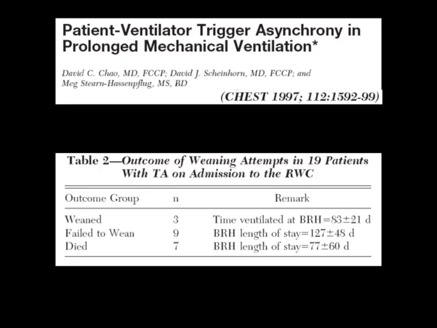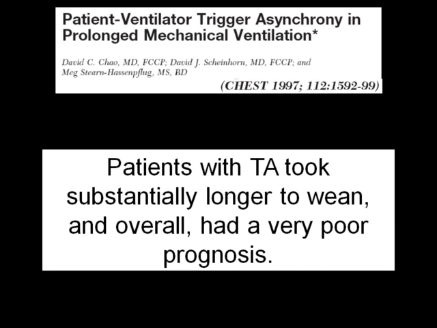The first paper, which is never cited but is the first paper on this topic, was published by Shao and co-workers in Chest. They worked in a weaning unit and evaluated a small group of 19 patients with a high level of trigger asynchrony. More than 10% of the breaths were not correctly triggered, so they had a lot of wasted effort. They followed the clinical outcome of these patients. What they observed is that only 3 of those patients with high patient-ventilator asynchrony were weaned. 9 of them failed to wean, and 7 not only failed to wean, but died. So they concluded that patients with trigger asynchrony took substantially longer to wean and overall had a very poor prognosis.